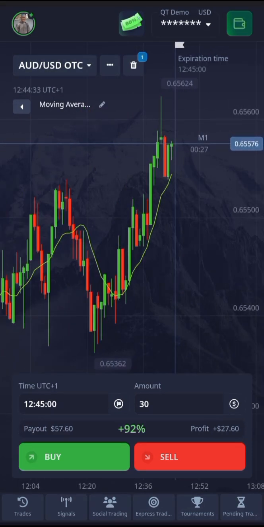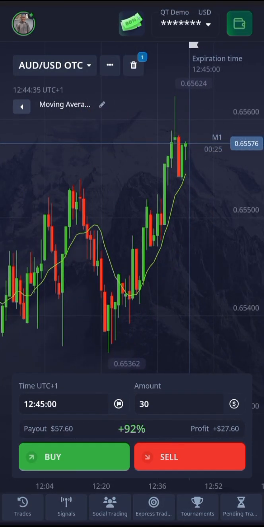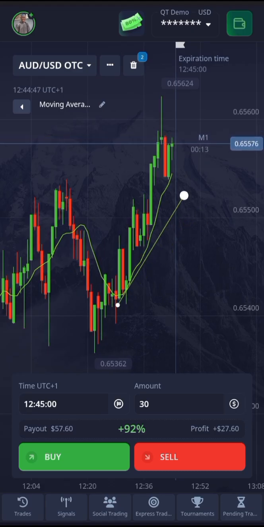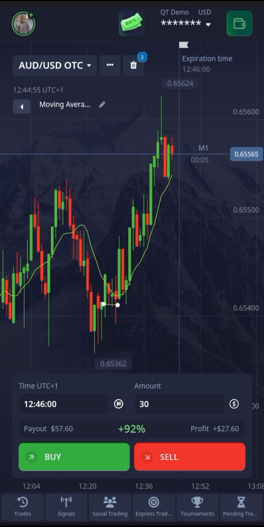So right here we're in an uptrend, and as you can see, the moving average serves as a support. If I use this trend line, you can see the moving average is serving as a support right here. So after this candle close, I'm just gonna go for a buy setup right here. So I'm going with the trend.